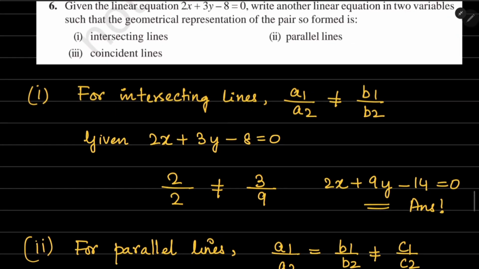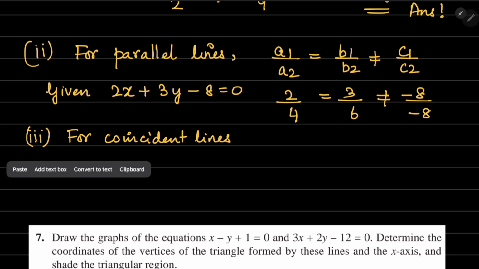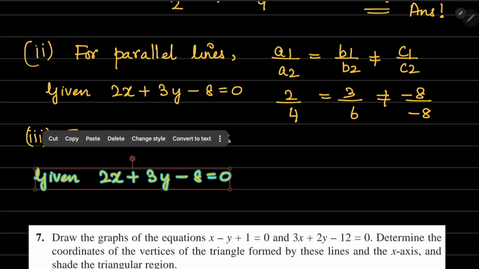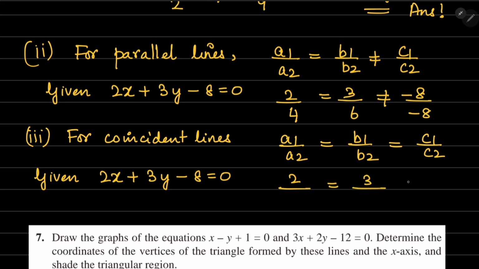What is the third question? For coincident lines, all the three ratios have to be equal. So this is the given one. Again, let me write the condition first of all. a1 by a2 should be equal to b1 by b2 and this should be equal to c1 by c2. So the first one is 2 divided by something should be equal to 3 divided by some variable y should be equal to minus 8 divided by something.